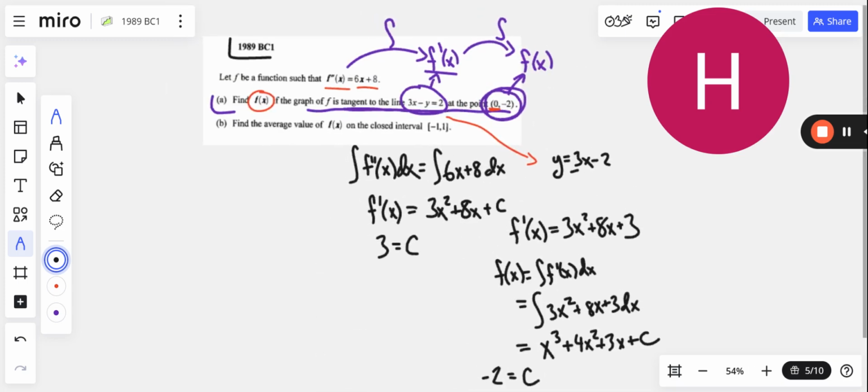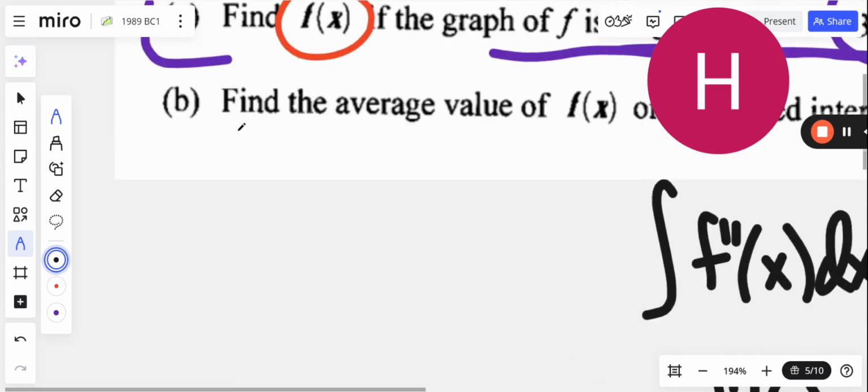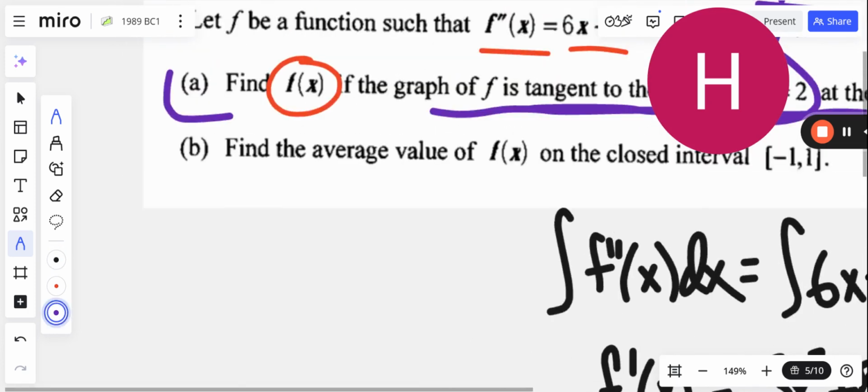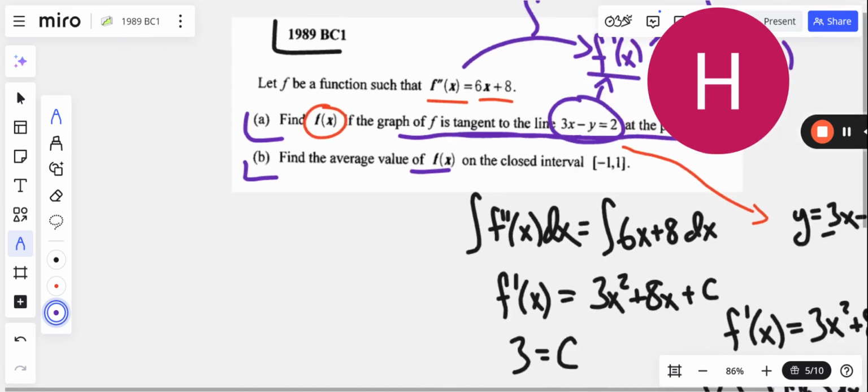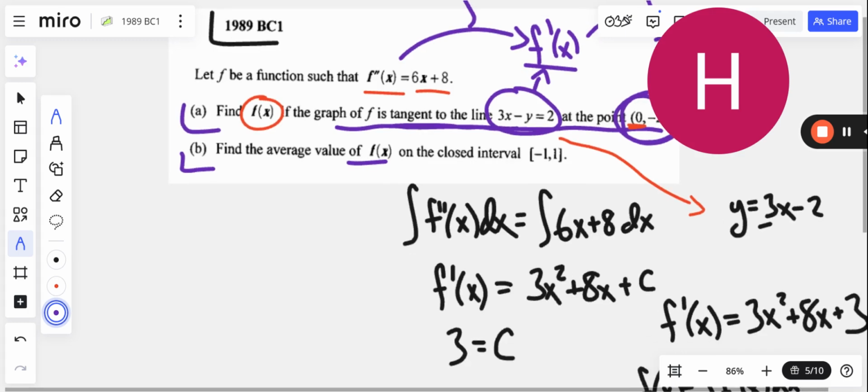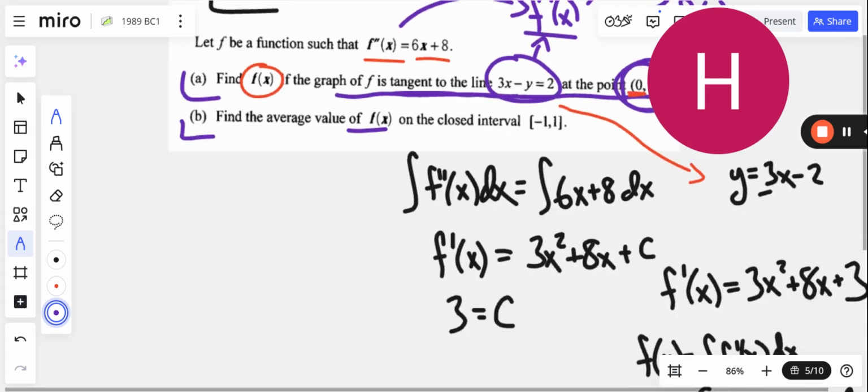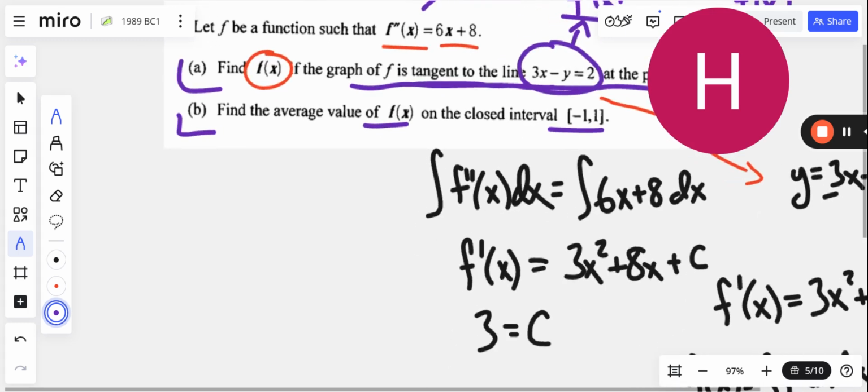Okay, let's move on to part B. Part B says find the average value, which means we're going to have to take another antiderivative. So we're integrating a whole lot in this problem. Find the average value on this closed interval, so from a to b.